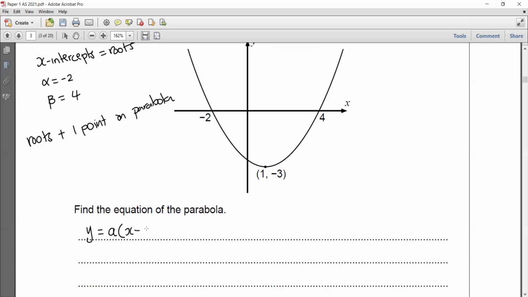that y is equal to a, and then you say x minus alpha times x minus beta. So this a is what you need to figure out. You'll figure out what that is by substituting these points here. So the minimum will have x and y. This is my alpha, and then this is my beta. So I'll substitute all those points in here, and then I will solve for a.